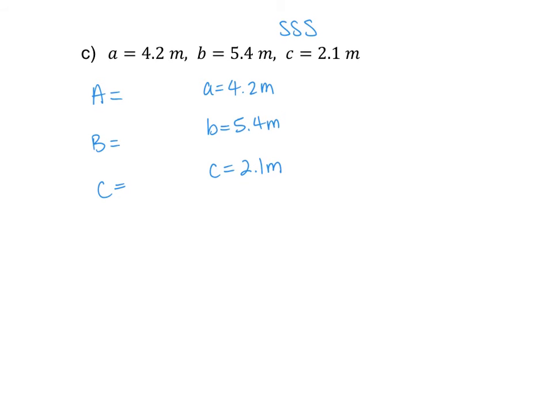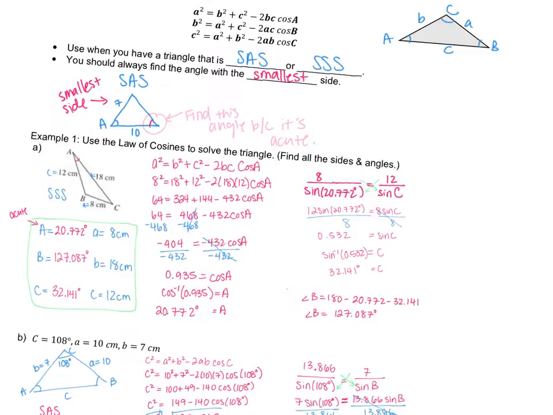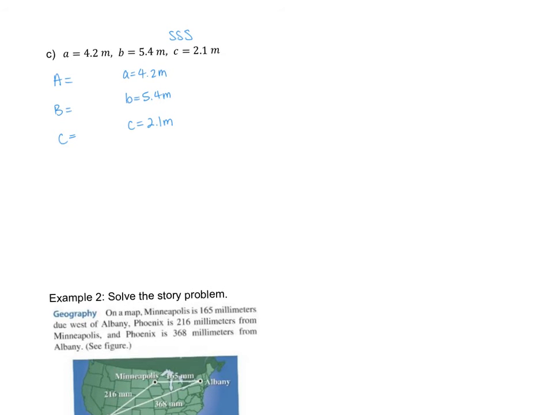So if I were to choose A, just to be a little bit different this time, let's figure out which formula that I would need to use. So if I want to find angle A, I need a formula that has big A in it, which would be the first formula here. So if I choose the first formula, let's copy and paste that here so we can see it together. That would be A squared equals B squared plus C squared minus 2BC cosine of A.